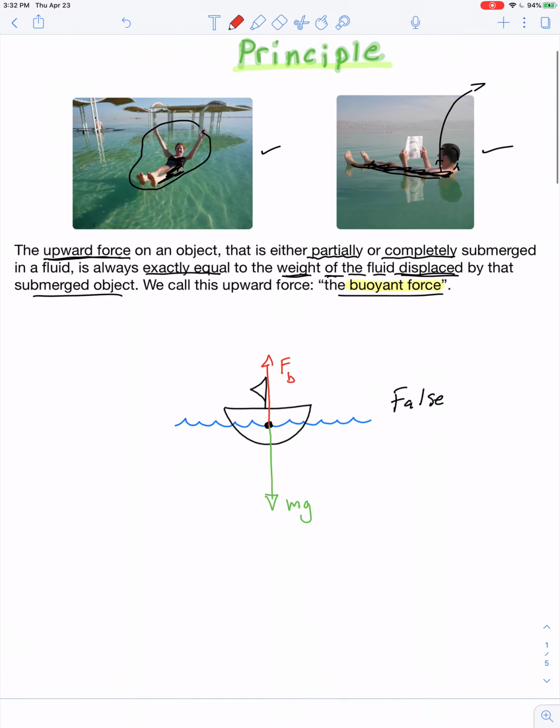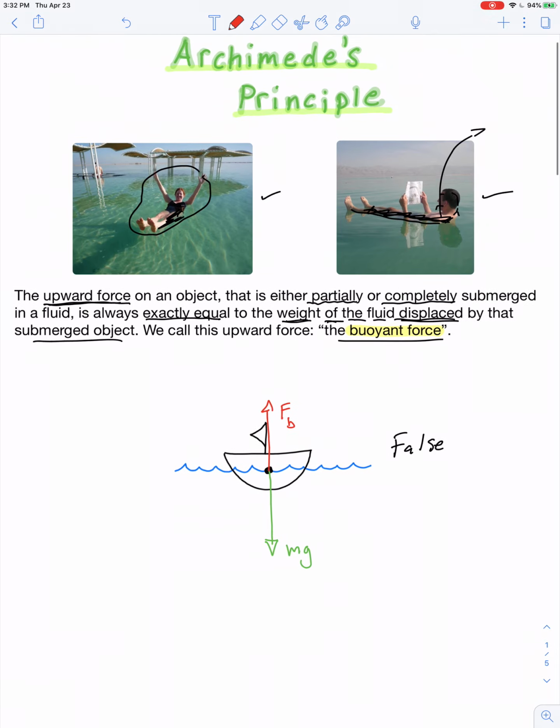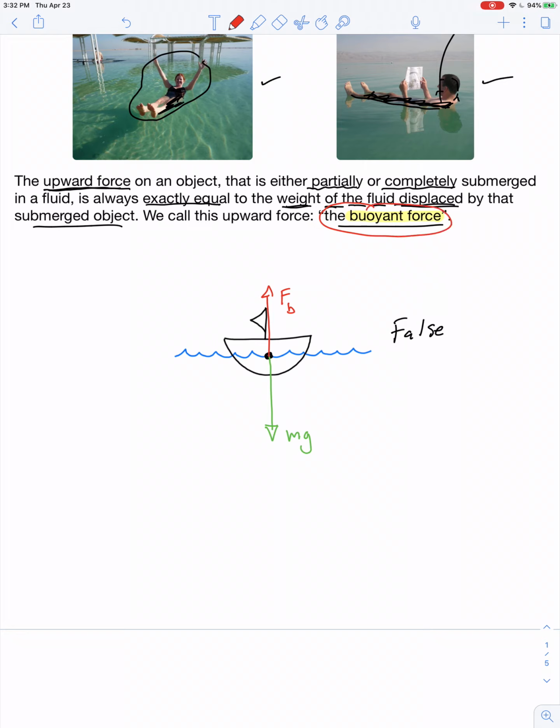Notice Archimedes' principle doesn't mention the word floating anywhere in it. That's because Archimedes' principle is not a rule that decides whether or not something floats. It's just a principle that tells us how we can calculate the buoyant force. Here's how we calculate it. The buoyant force is equal to what? The weight of the fluid displaced.